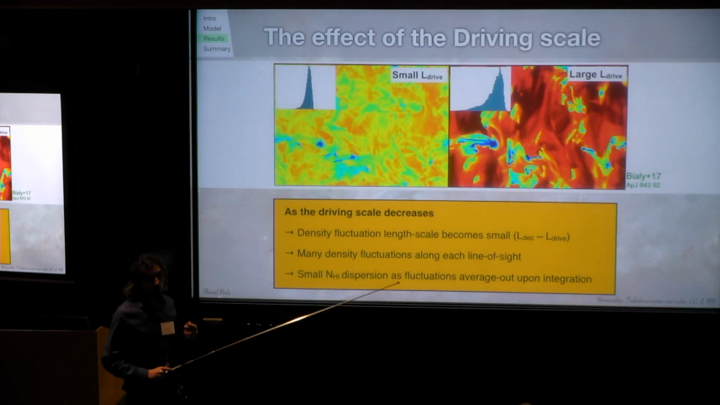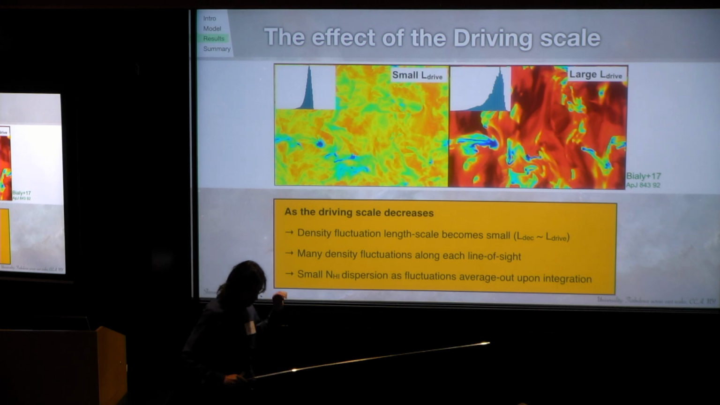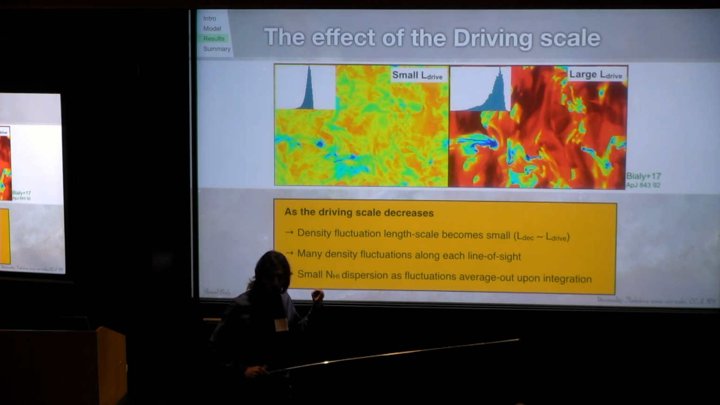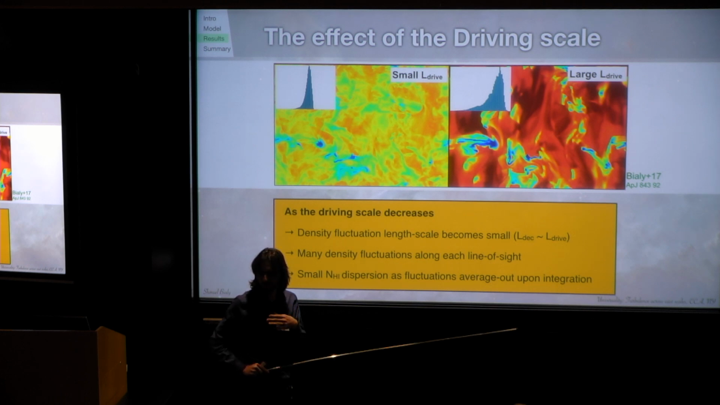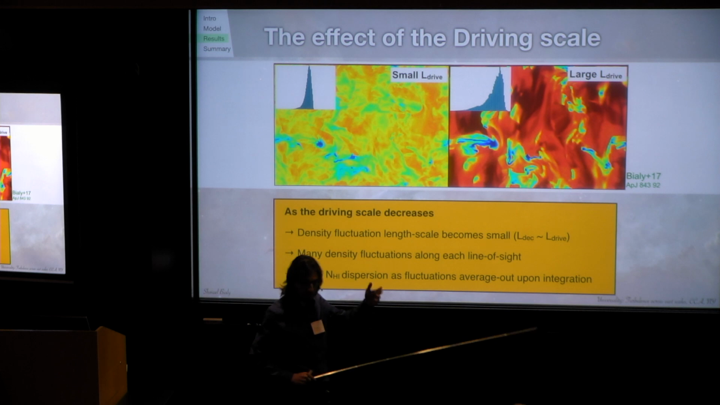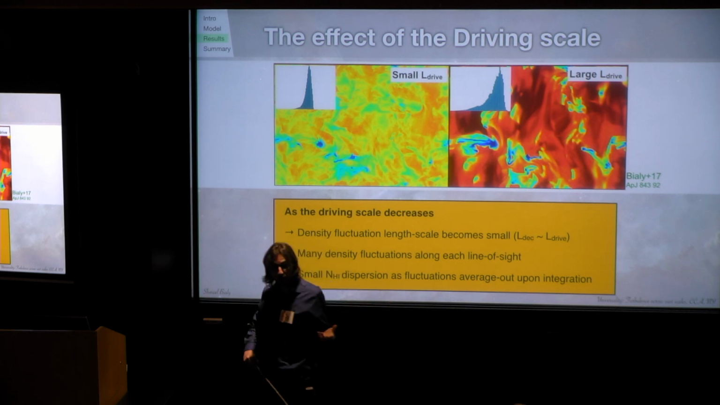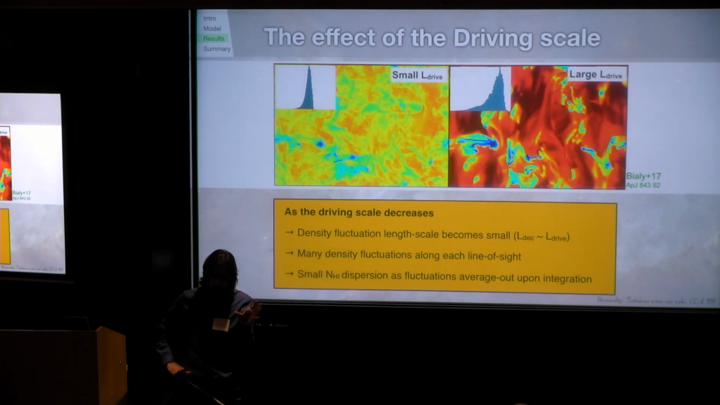Now, what's the effect of the driving scale? I think it's quite important to also focus on that, because often I feel, at least in astrophysics, people sometimes neglect this. They very often talk about the Mach number, sometimes about the beta parameter, but not so much about the scale of driving. And this is also very important because we have an averaging effect.